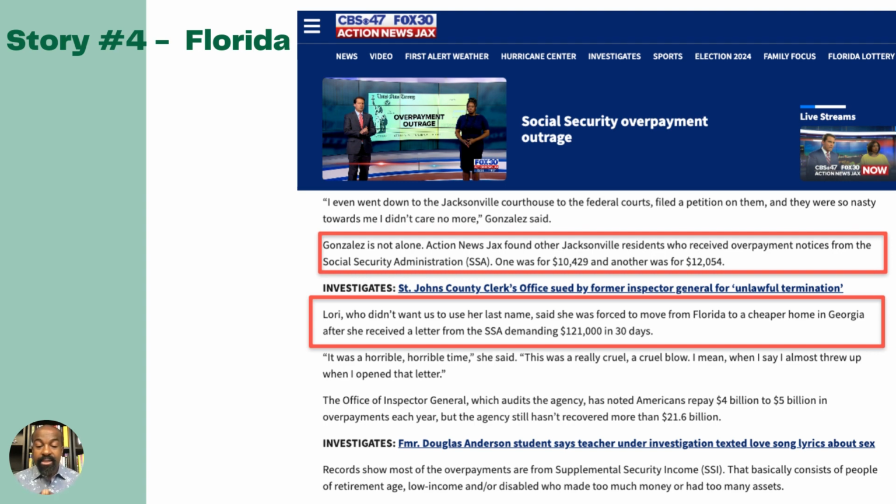And there's another story, this Lori lady that I'm talking about, she received a letter from the SSA asking her to pay $121,000 in 30 days. Who has $121,000 sitting around to pay in 30 days? If you are low income or middle class, who has that kind of money sitting around to pay in 30 days? So this has caused a lot of stress for a lot of people.